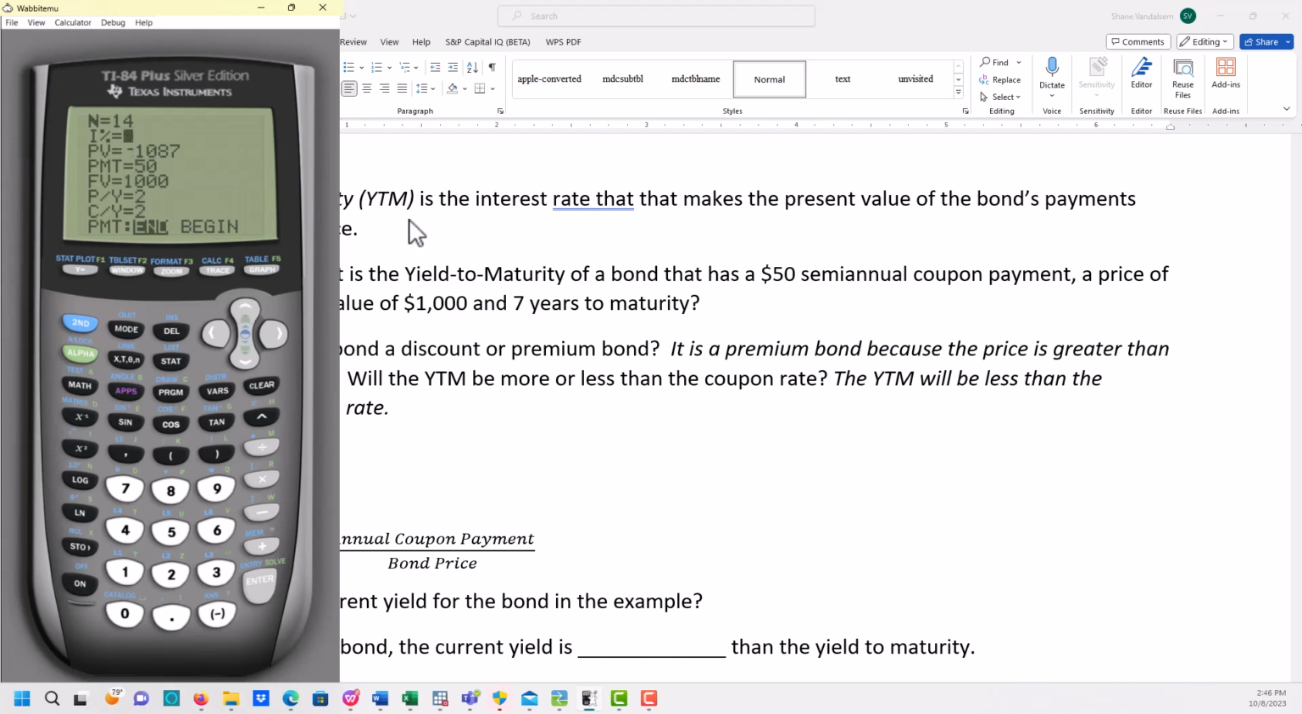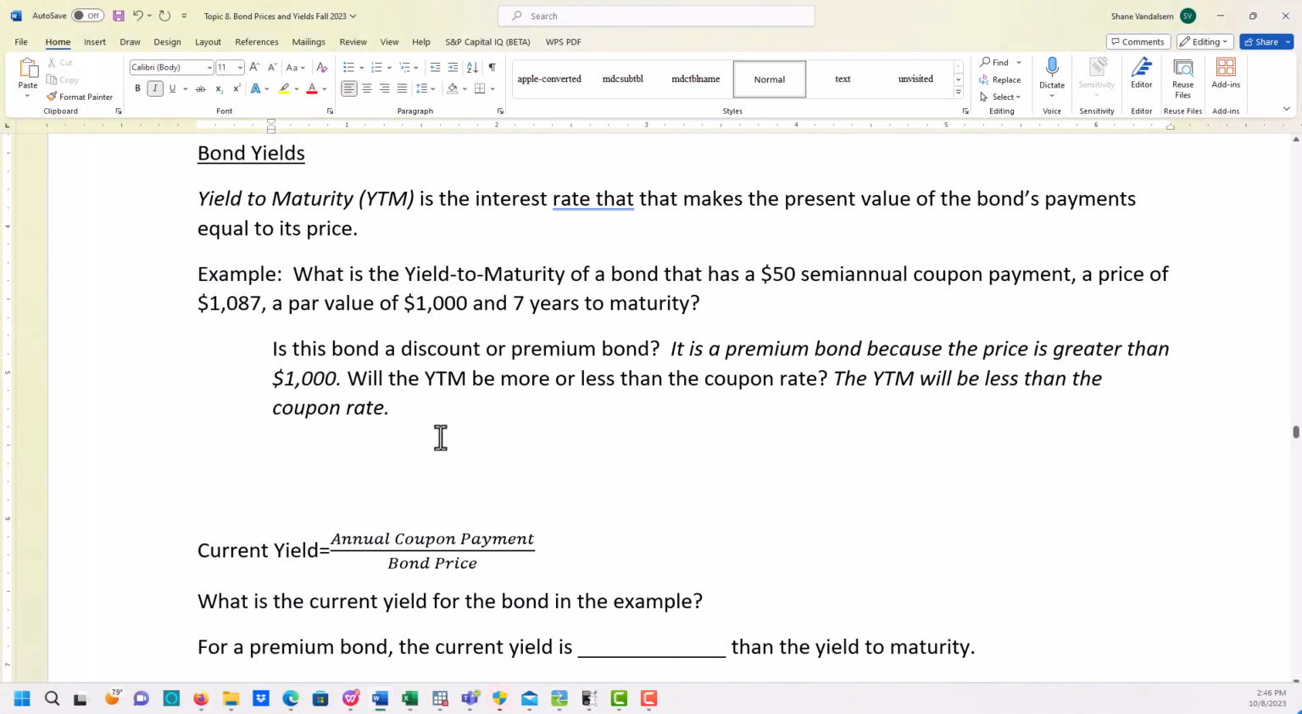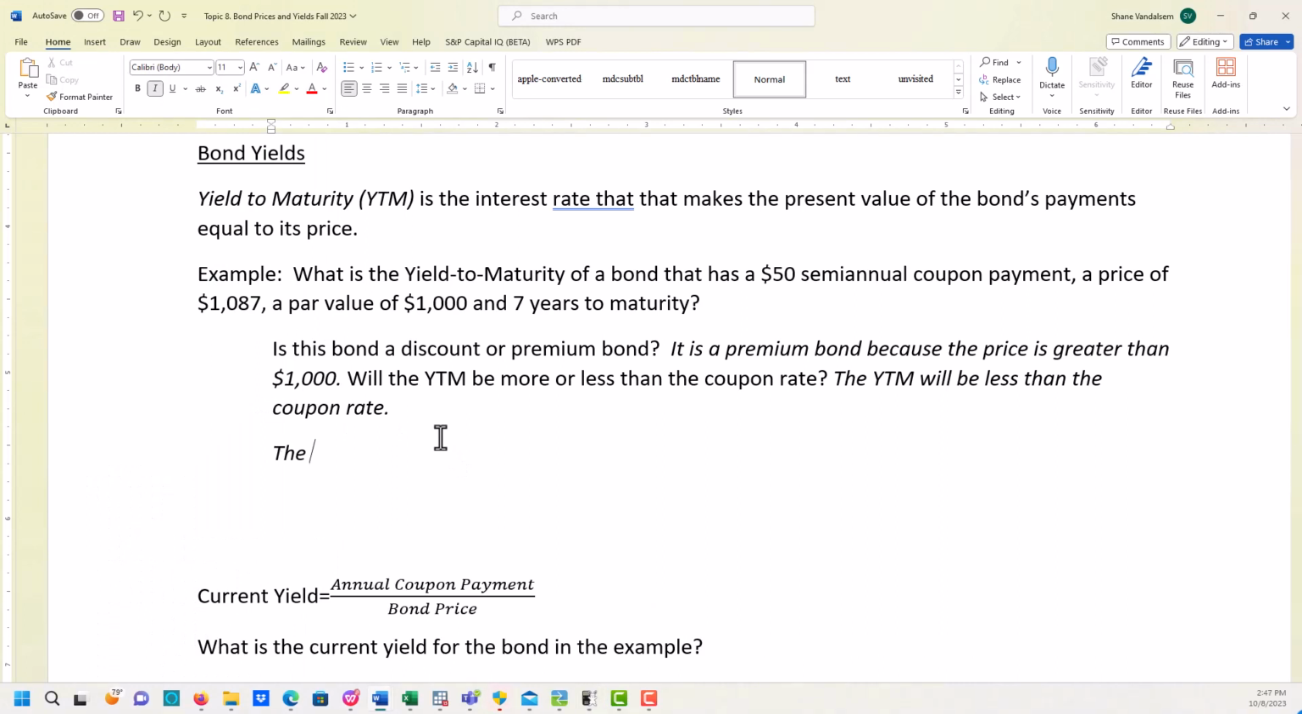I'm going to go up to my interest rate now because I've got everything in that I need. And now I'm going to calculate what my yield to maturity is by pressing alpha and then enter. And I get a yield to maturity of 8.33%. So we have a yield to maturity, or a required rate of return for this bond, of 8.33%.